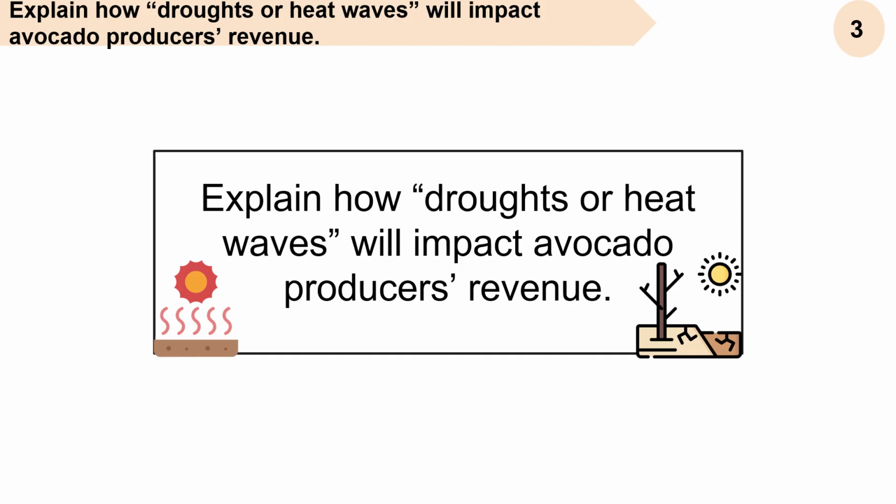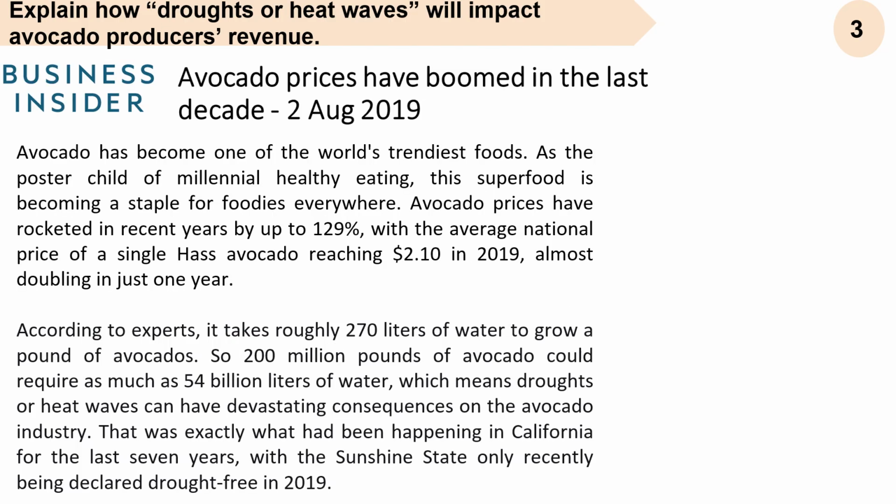So at page 3, we give you all a question. Basically, you explain how droughts or heat waves will impact the avocado producers' revenue. So then we have the extract here. I give you all like 30 seconds to hurry up, skim through the extract, and then we'll go through it. Can we finish already?